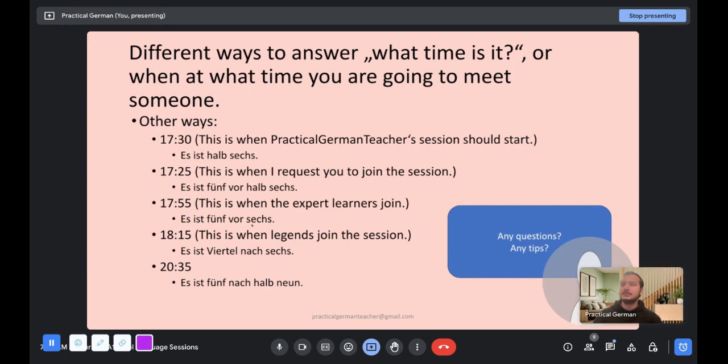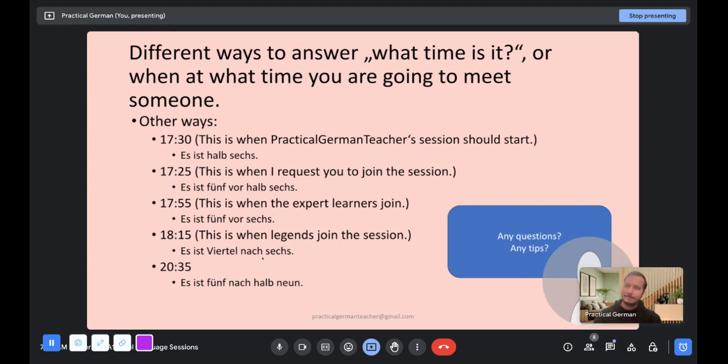"Es ist fünf vor sechs." Right, so this is 5 minutes before 6. Please read the formal way. Siebzehn Uhr fünfzig, right? Fifty. Ten, twenty, thirty. Okay, please revise.